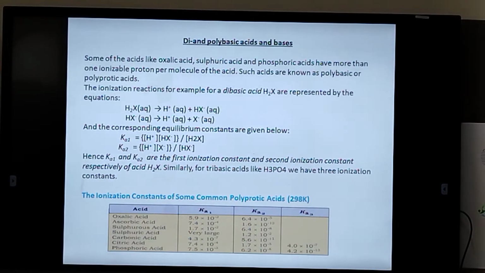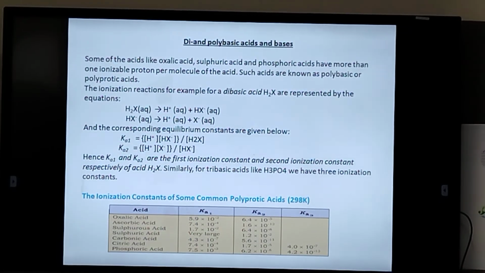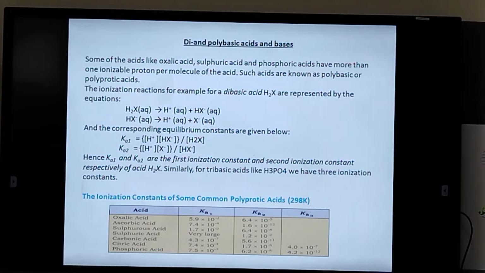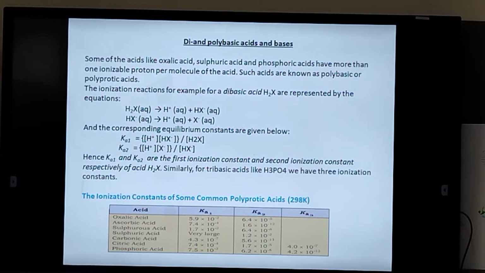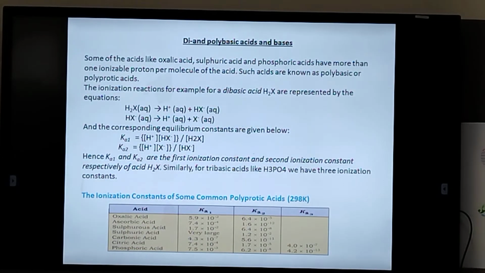First, that is di and polybasic acid and base. Some acids like oxalic acid, sulfuric acid, phosphoric acid have more than one ionizable proton per molecule of the acid. Such acids are known as polybasic or polyprotic acids. You know that poly means many, so they can neutralize many bases. That's why they are called polybasic acids. Even they can donate more than one proton. That's why they are called polyprotic acids.